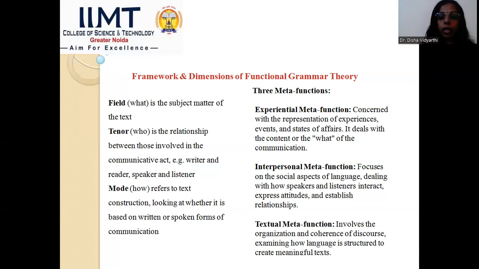And the third one is textual meta function, that involves the organization and coherence of discourse, examining how language is structured to form a meaningful conversation. So the textual value, as in the initial slides we studied this reference, that in traditional grammar it will pay more focus on the syntax, not the meaning aspect. But in functional grammar, the meaning, the comprehension, the whole text as a whole, you have to see the conversation or the text as a whole, not breaking it into sentence structure following just the grammatical rules. Now let's see further.